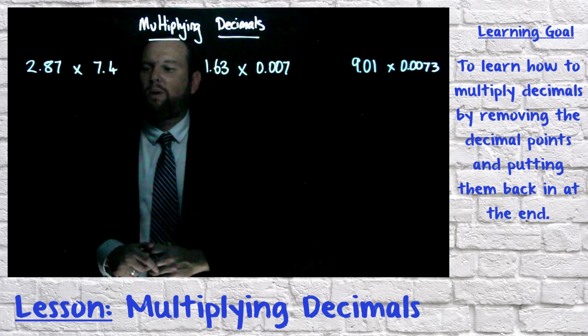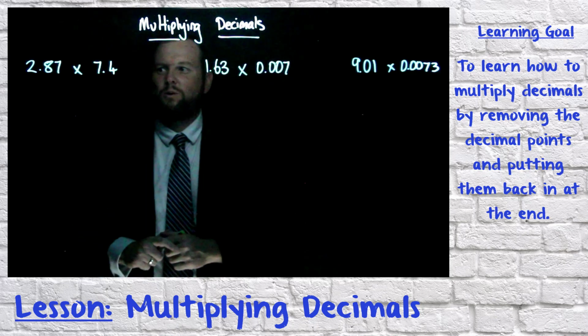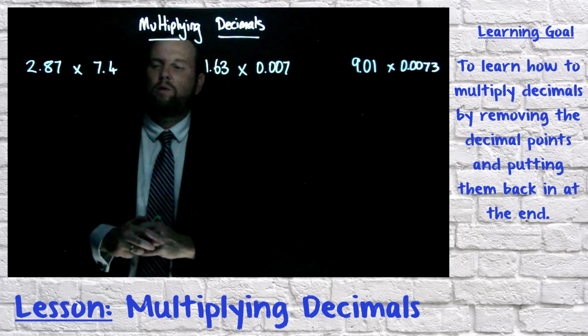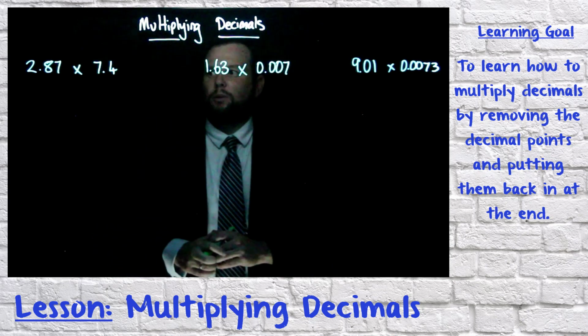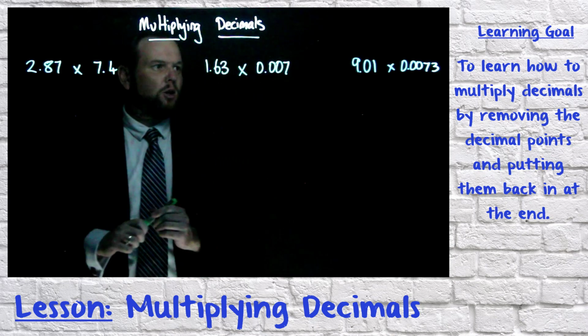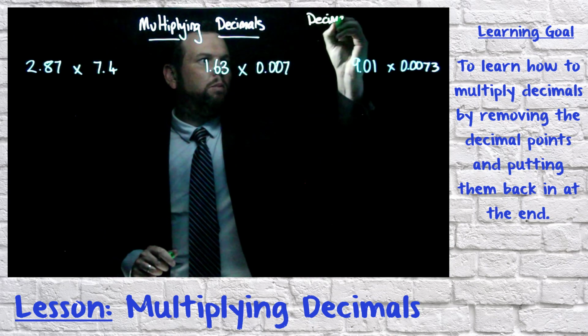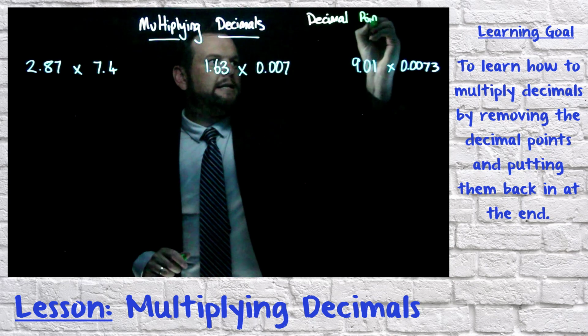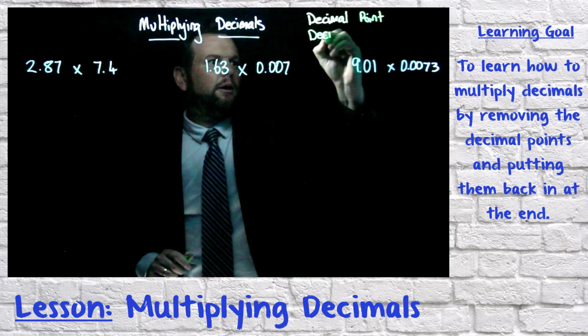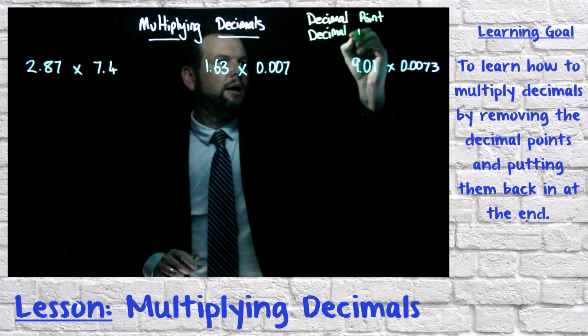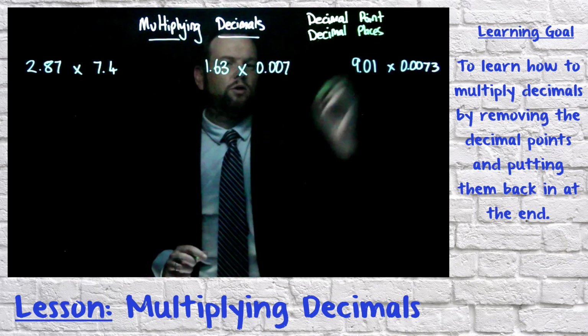Okay, today we're multiplying decimals. So when we multiply decimals, we need to follow a few rules before we actually do the operation. And this is where we need to learn the difference between decimal points and decimal places. So it's important that we know the difference between those two things.